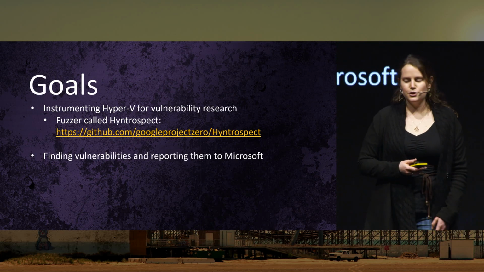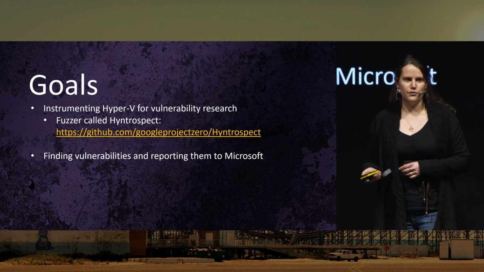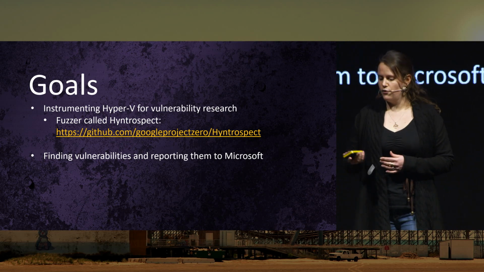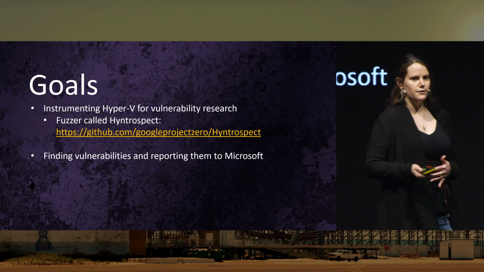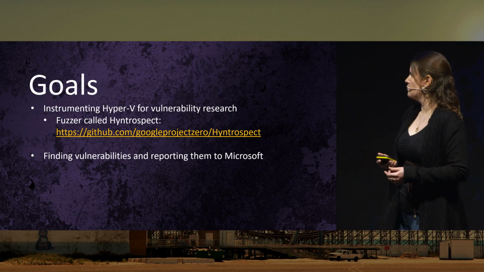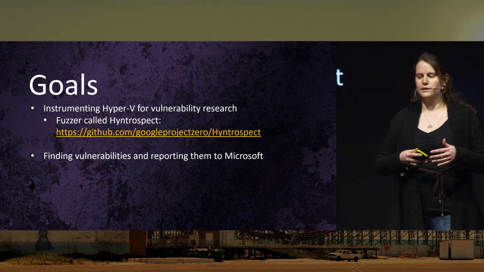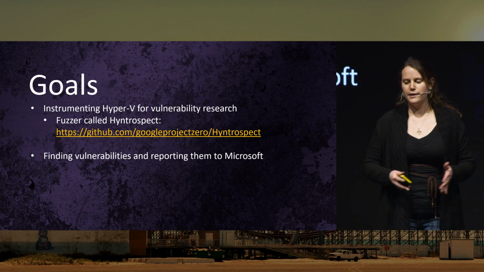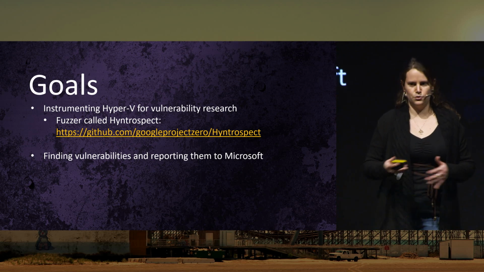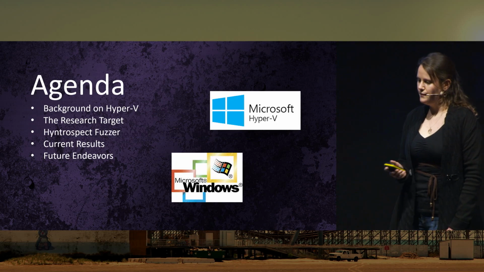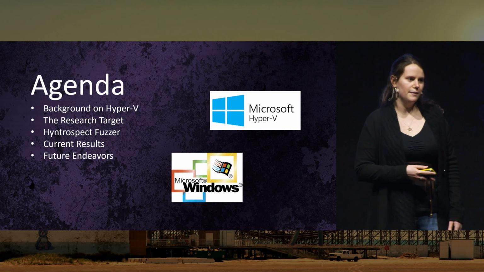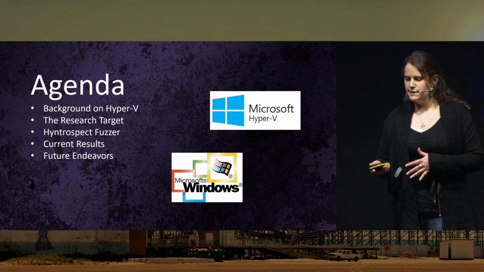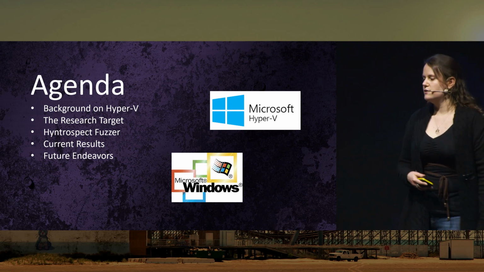So the goal of the research was to find vulnerabilities in Hyper-V and report them to Microsoft. The strategy to do so was to instrument Hyper-V for vulnerability research, and to do so, a fuzzer was written. It's called Hyntrospect. Here is the link. It's open source. In a few words, it's covering part of Hyper-V. The approach that was taken is very pragmatic. I'm going to explain why, because there were a few constraints that I had to work around. So first, I'm going to cover some background on Hyper-V. Then I'm going to talk about the research target that I chose, the fuzzer itself, and then I will present the results and eventually the future endeavors.